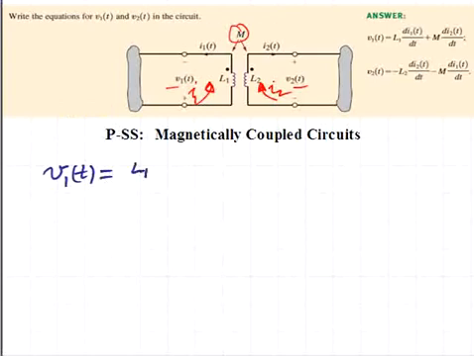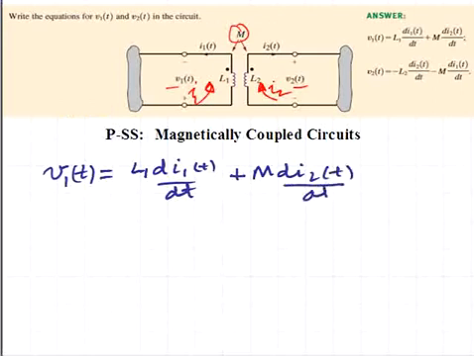So we'll have an L1 di1(t)/dt term. Then we have to consider the mutual coupling of the effect of the current I2 in the circuit. As we previously indicated, both currents are shown entering the undotted terminals, so we will have a plus M di2(t)/dt term for that voltage.